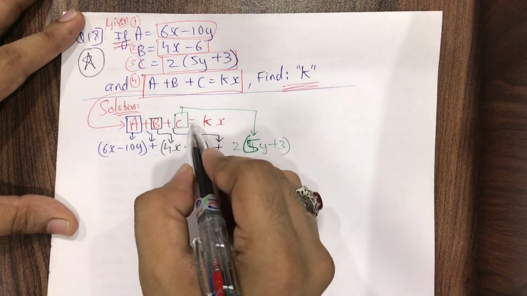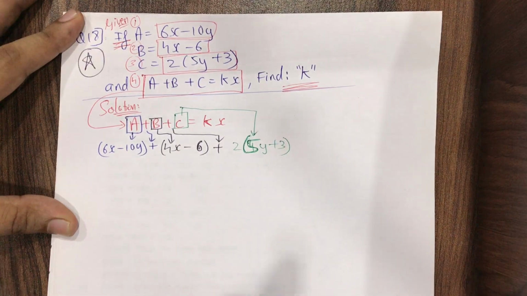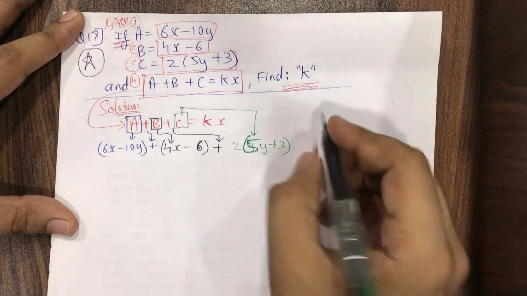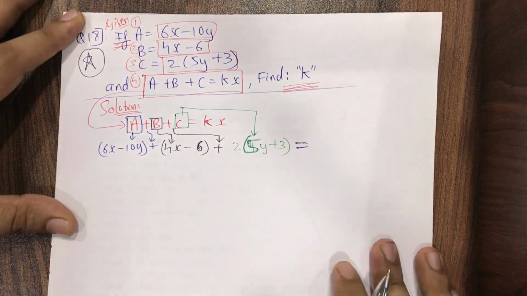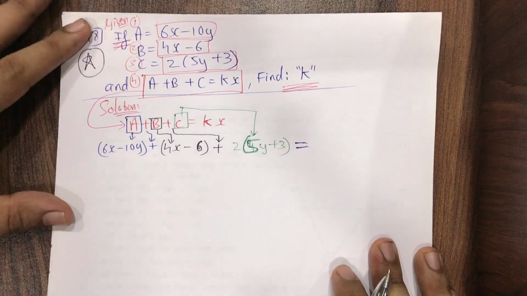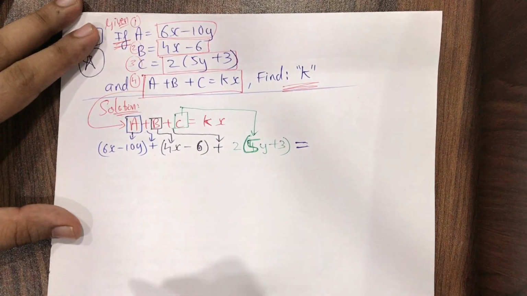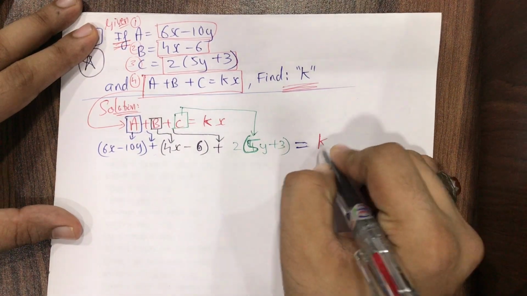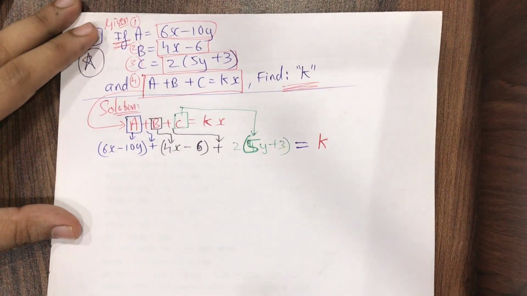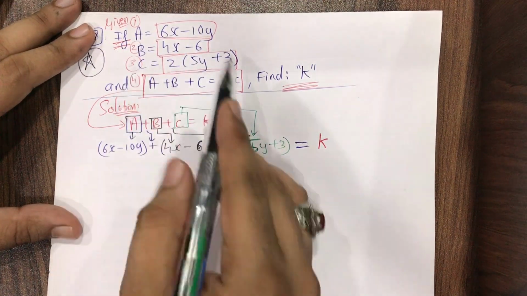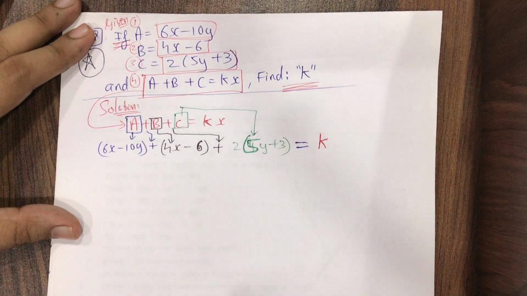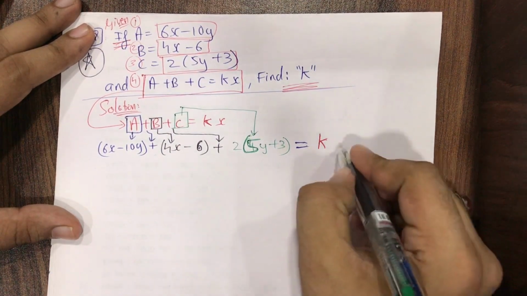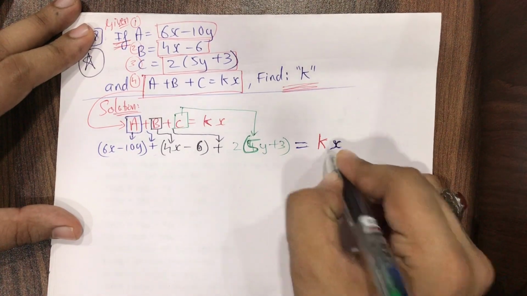Then I have the equal to sign, so I'll put an equal to sign over here. Then K is written over here, so I'll write K as it is. Then X is written over here. I don't have the value of small x, so I'll write X as it is.